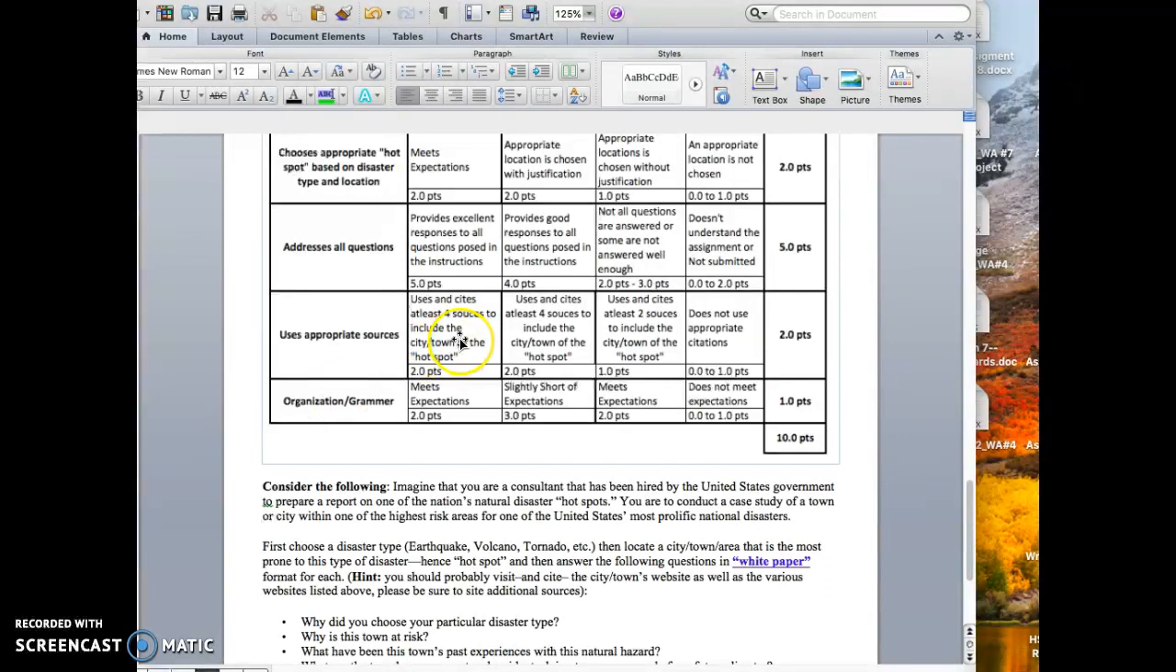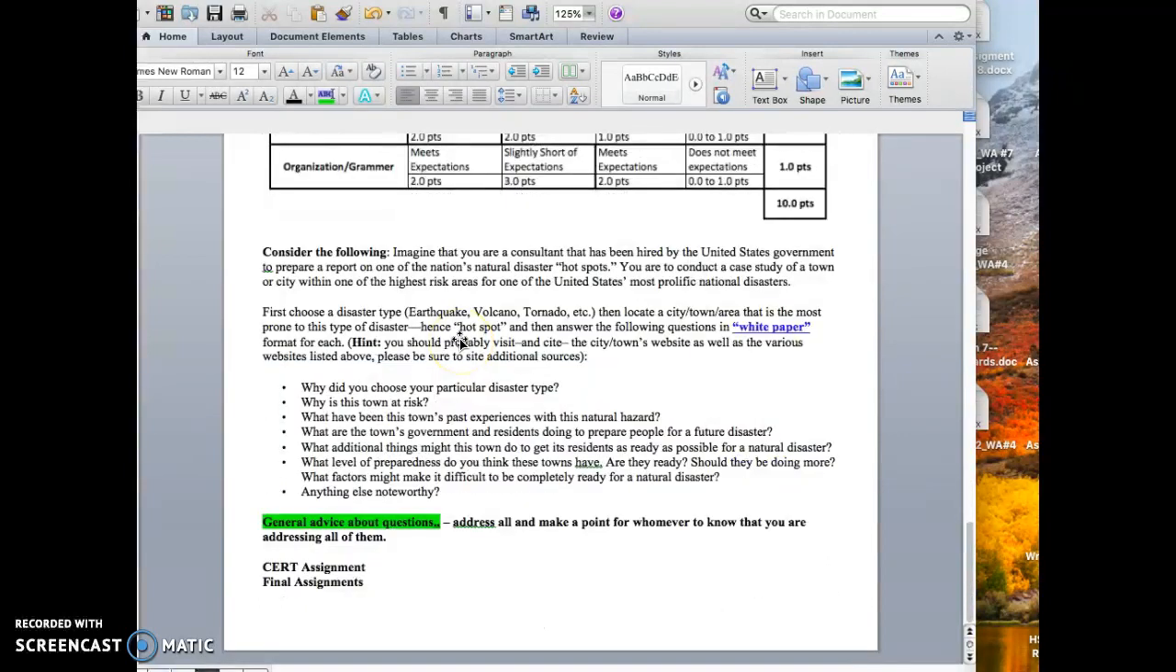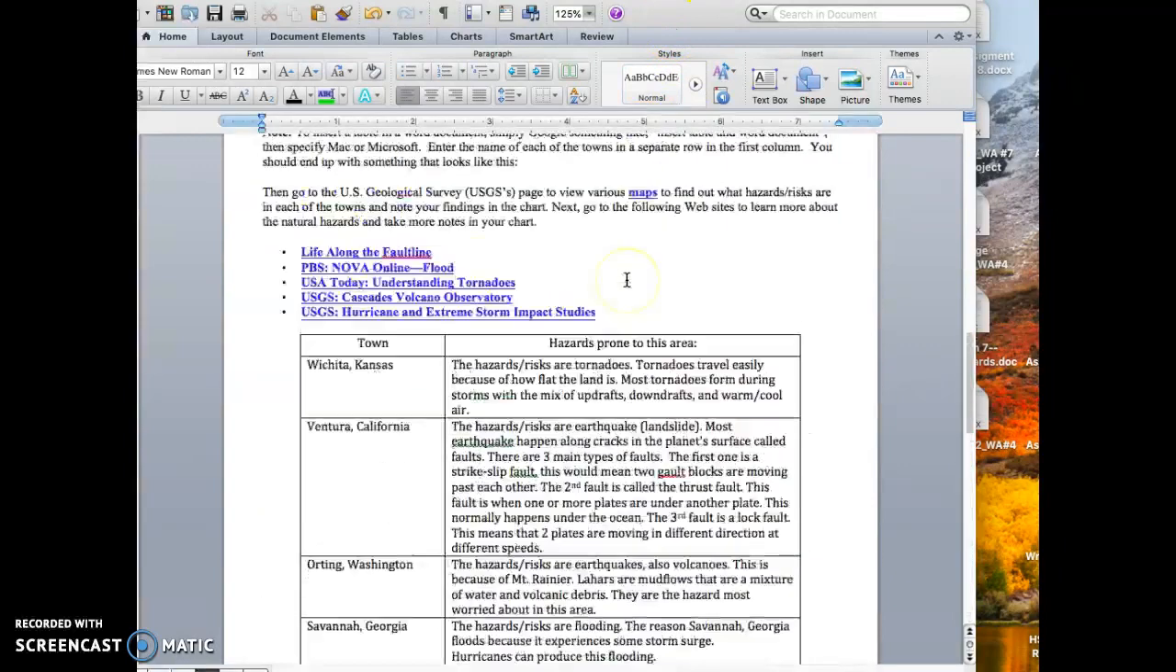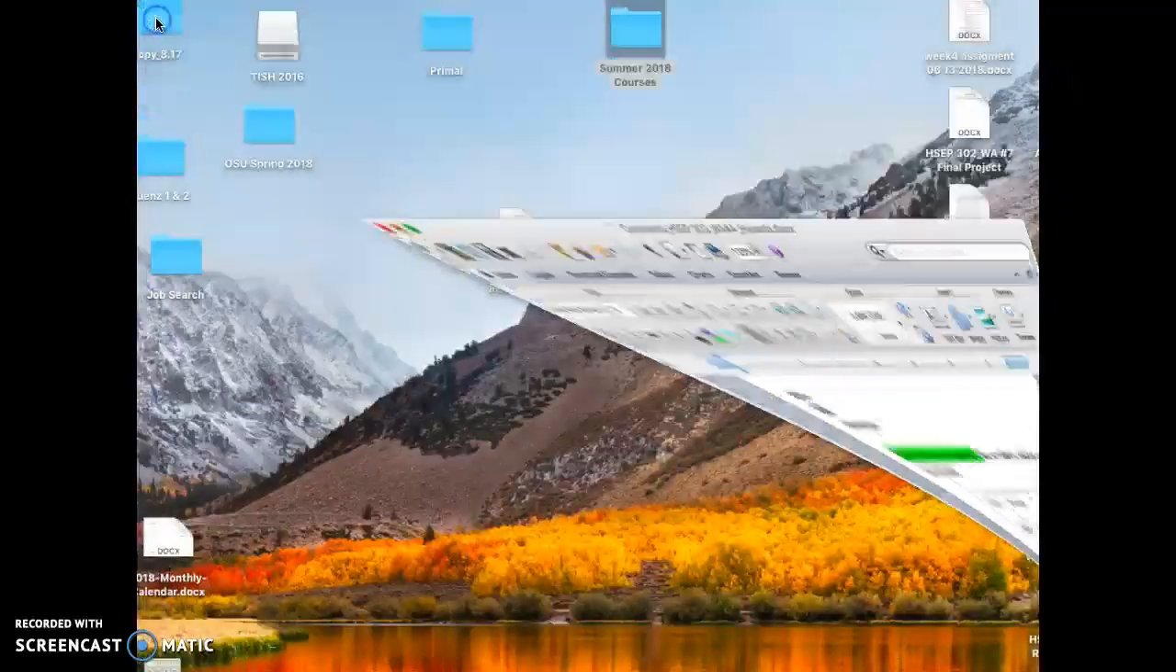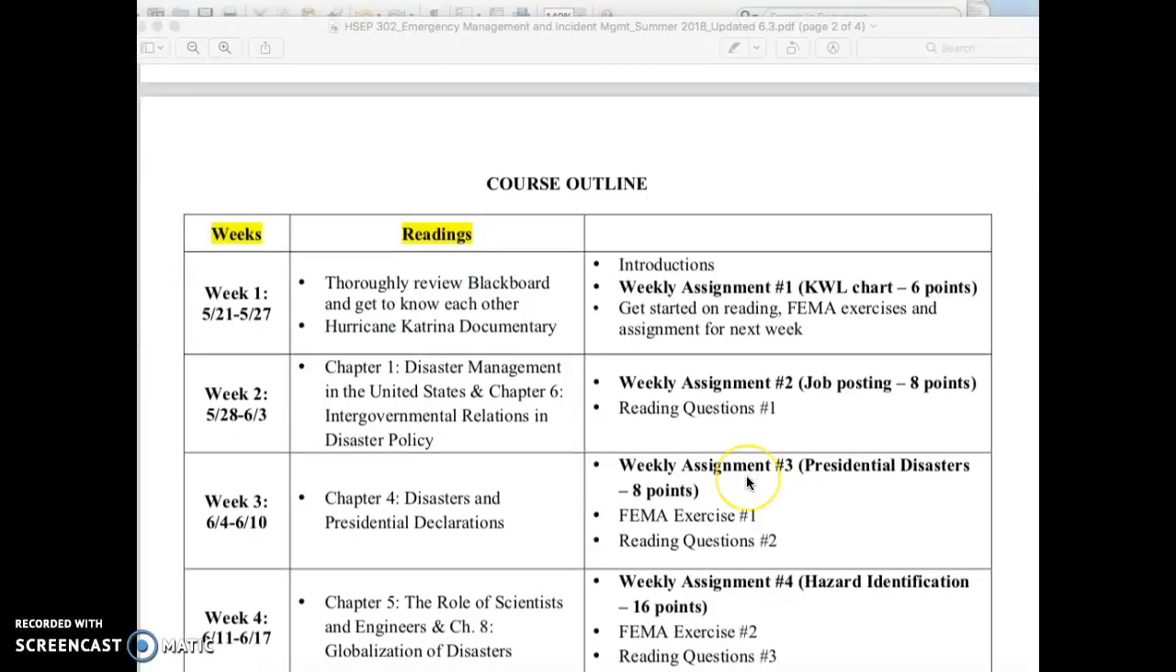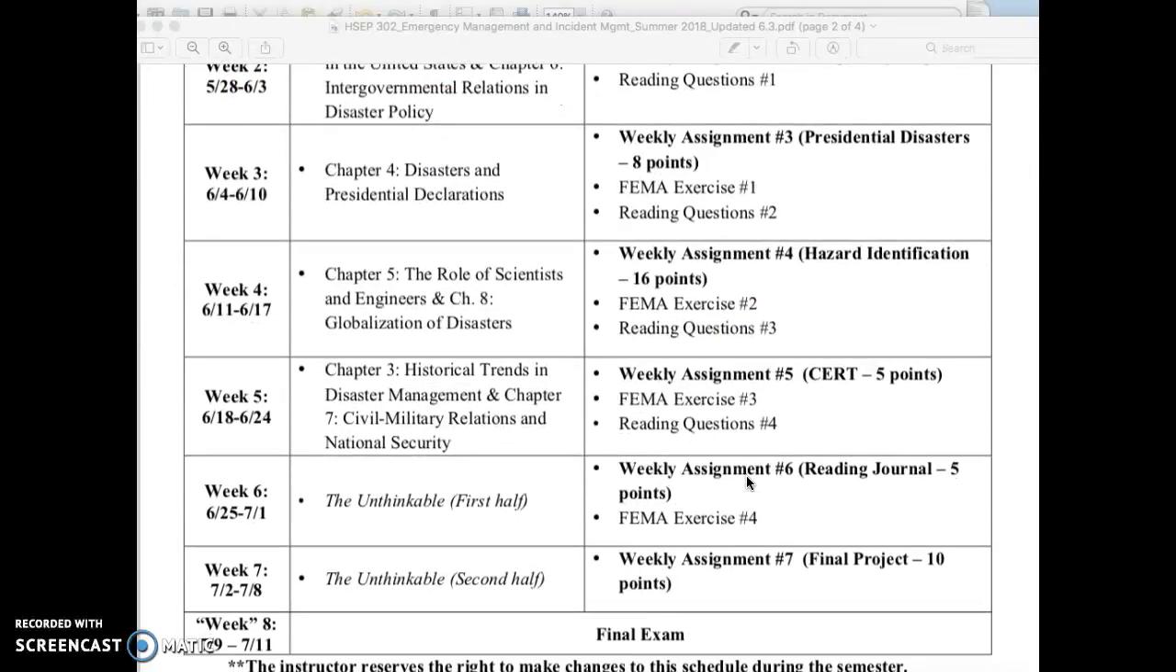Okay, so I will send this out. We're going to go over now certs and then your final assignments. Okay, so I will send this out. These are my comments on the hazard assignment. Okay, let's actually talk a little bit about the rest of the syllabus or the course outline before I get into certs and the other assignment here.